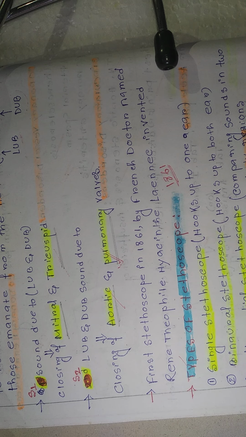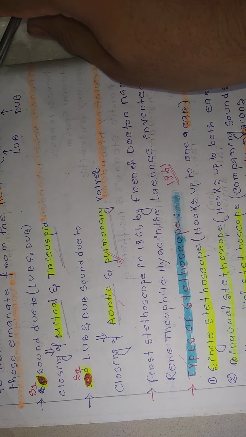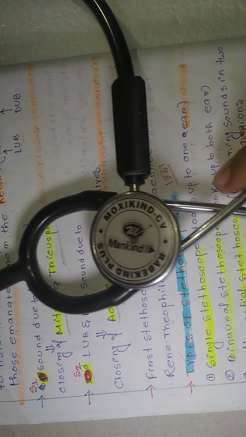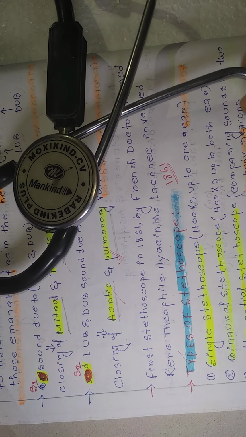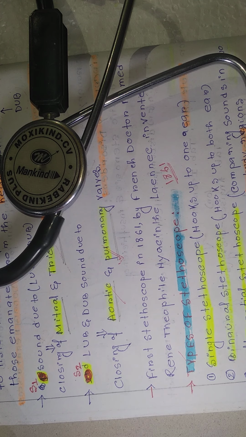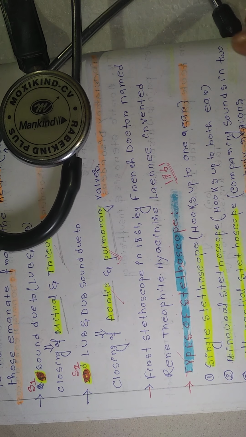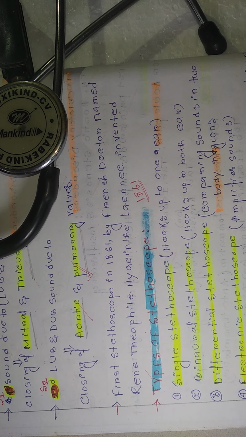the stethoscope is mainly of 6 types. Number 1, the single stethoscope. In the single stethoscope there is a hook for only one ear. Number 2, the binaural stethoscope. If you see, this is the binaural stethoscope. We mainly use the binaural stethoscope. And number 3, the differential stethoscope. The differential stethoscope is mainly used for comparing sounds in two body regions.